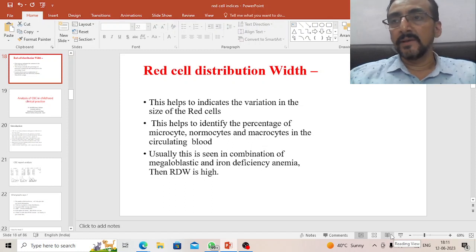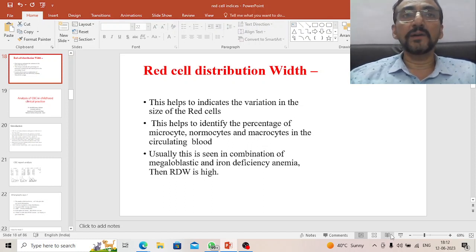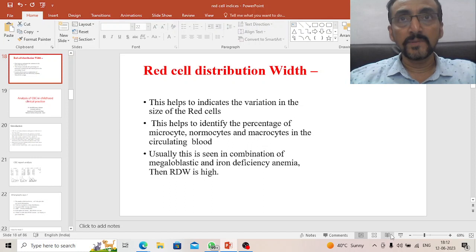cells. That means there may be microcytic cells, there may be macrocytic cells, there may be megaloblastic cells in the circulation. So red cell distribution width gives a rough idea about the different sizes of the RBCs present. This helps to identify the percentage of microcytes, the percentage of normal cells, and the percentage of macrocytes which are present in the circulating blood.